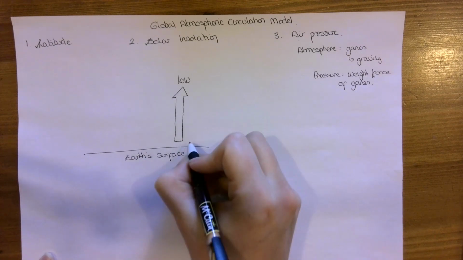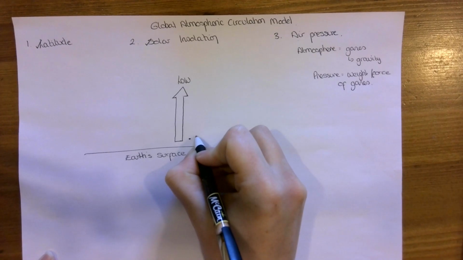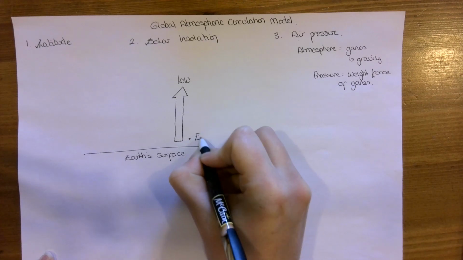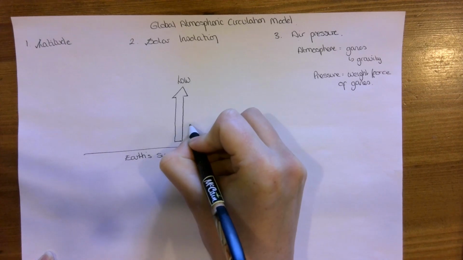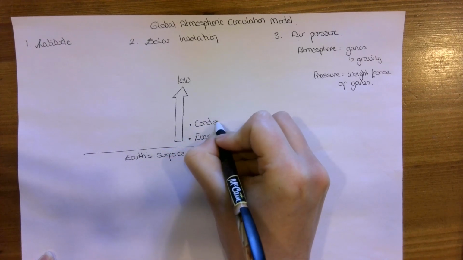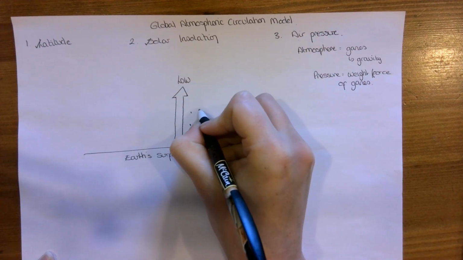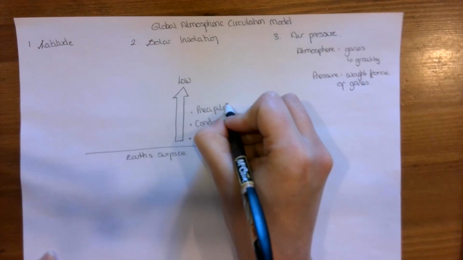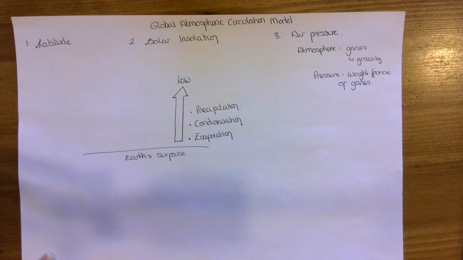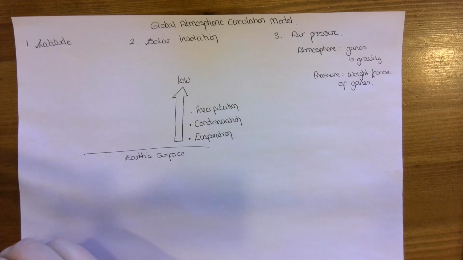So let's think about it. Low pressure, we have evaporation, which leads to condensation, which leads to precipitation. Not always just rainfall, but snow, sleet, hail, and so on. So at areas of low pressure, we tend to get high rainfall.